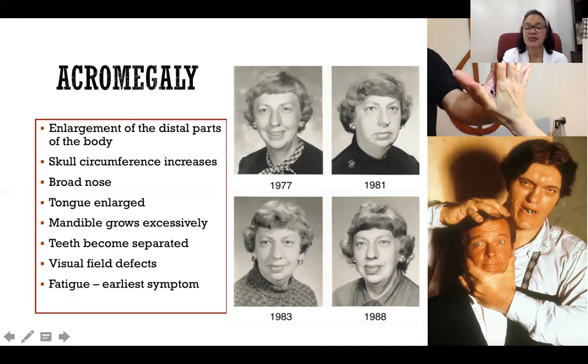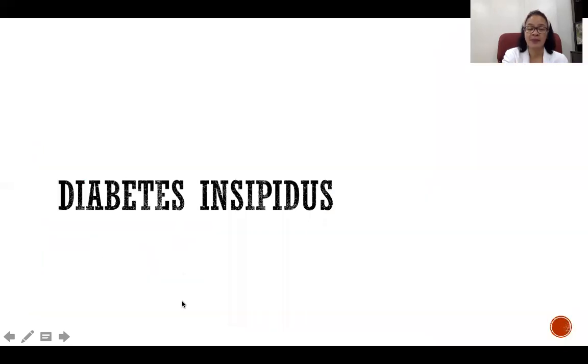Look at the hands of the patient with acromegaly. Because of the expansion in the face, the teeth may become separated, and as I've mentioned, there can be visual field defects. And the earliest symptom of acromegaly is the presence of fatigue.